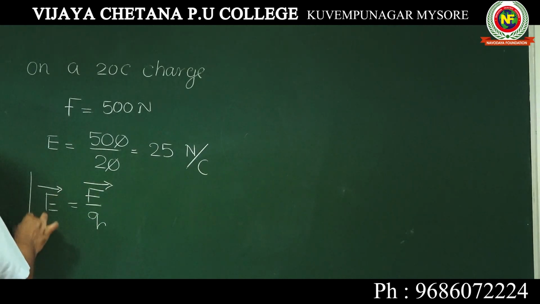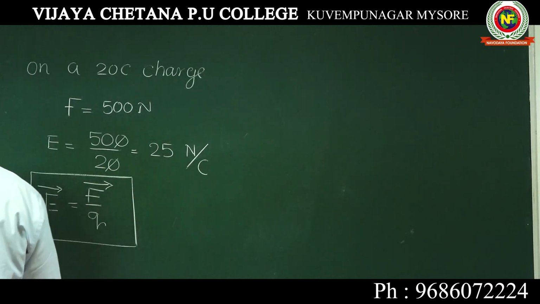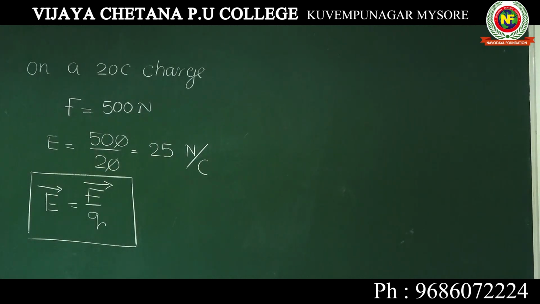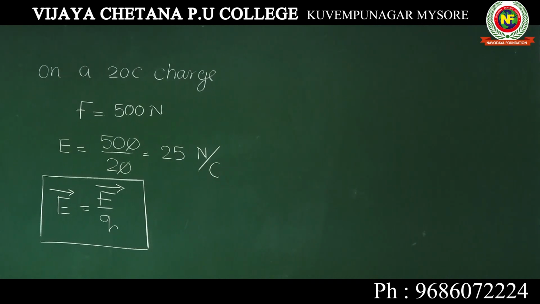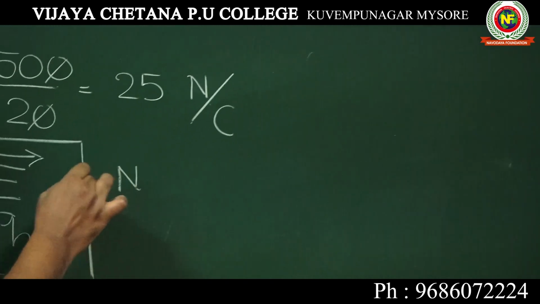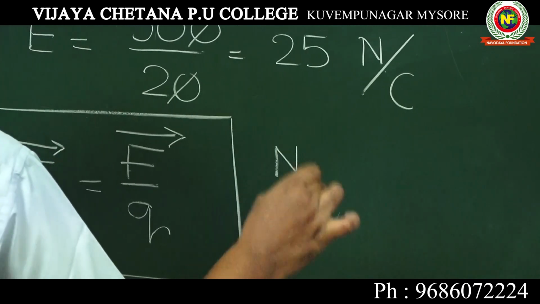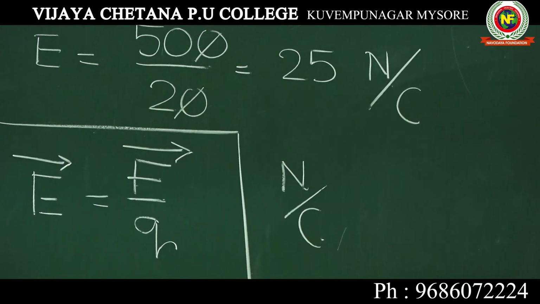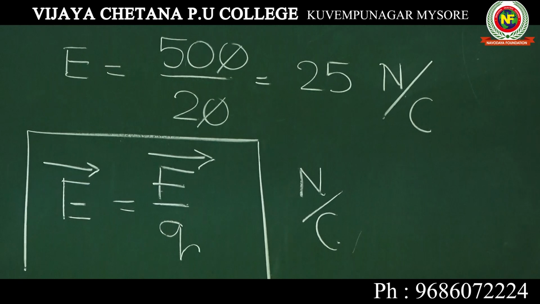Electric intensity is therefore E is equal to F by Q. E is equal to F by Q. You must understand this fact. Therefore, the unit, you will know. Force is in Newton, charge is in coulomb. Newton per coulomb is the SI unit of electric intensity.